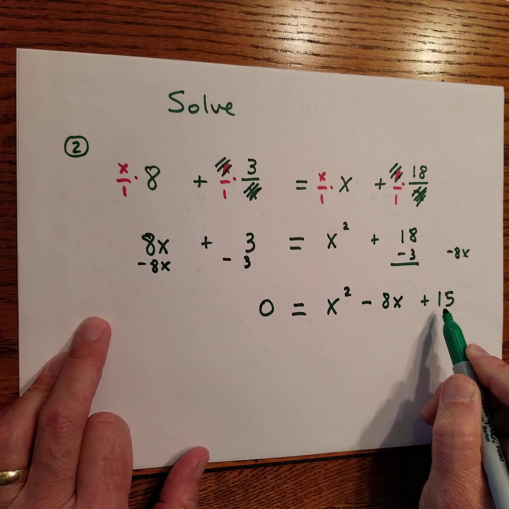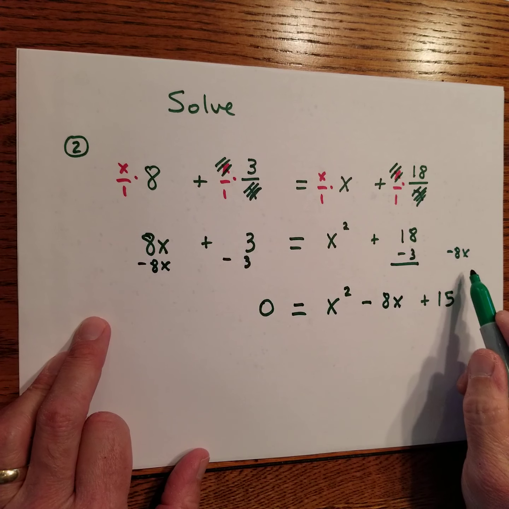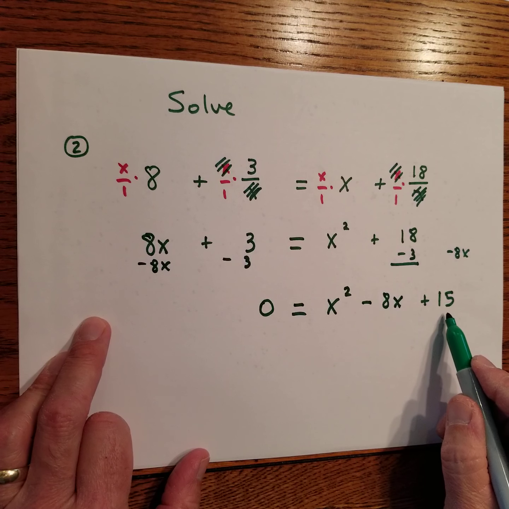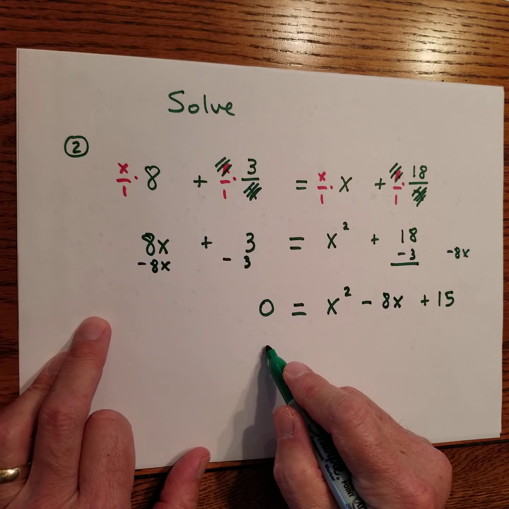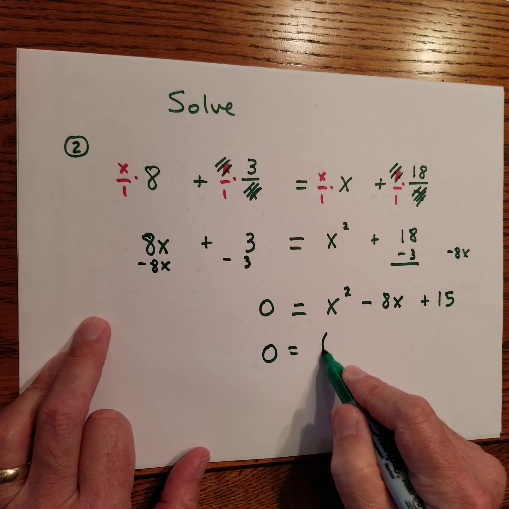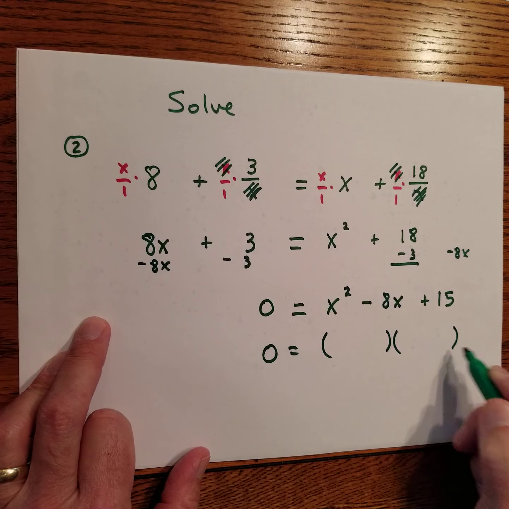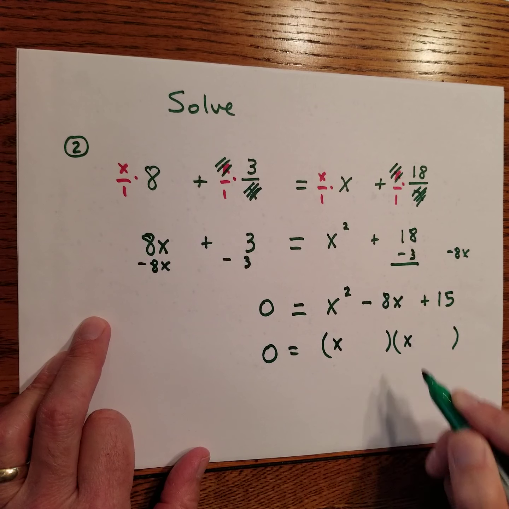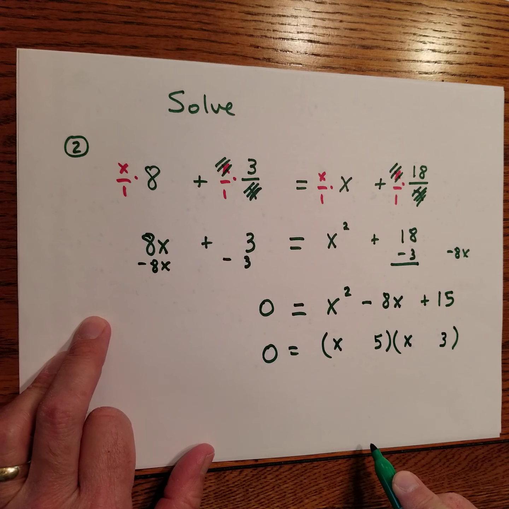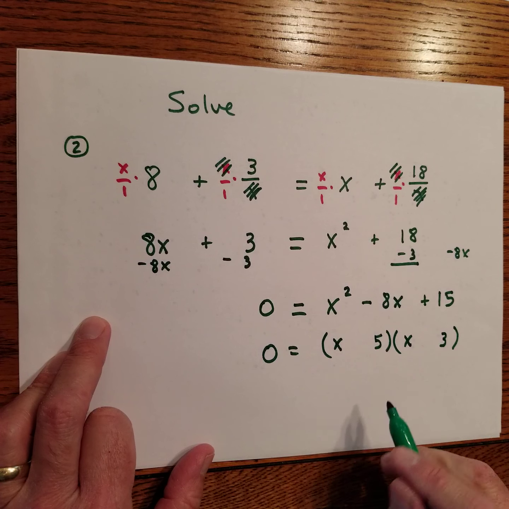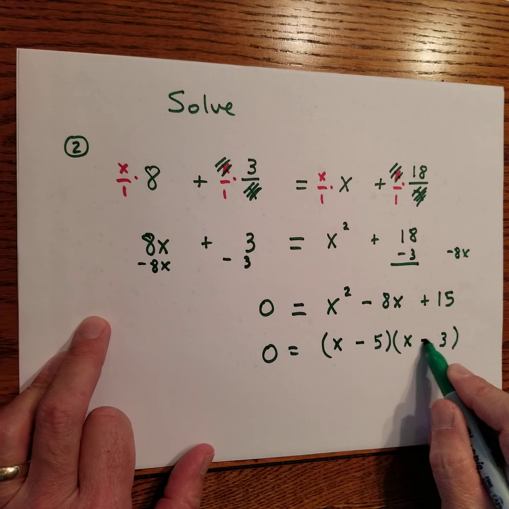Here's the order we like it in. We like the x squared first, the x term second, the constant term last. Let's see if it factors. 15 is 5 times 3. 5 and 3 will combine to negative 8 if I make them both negative.